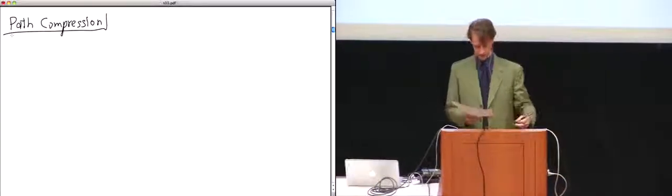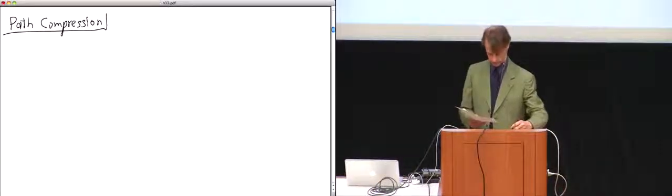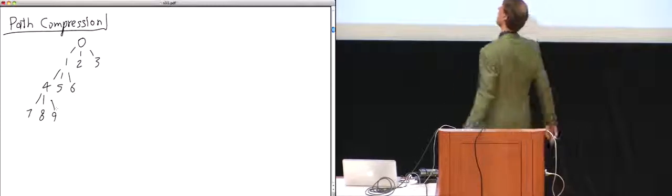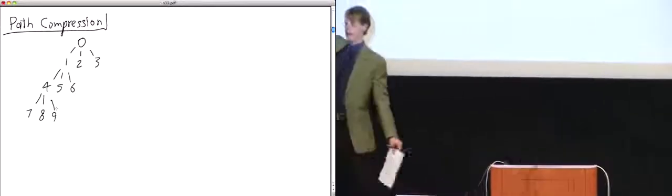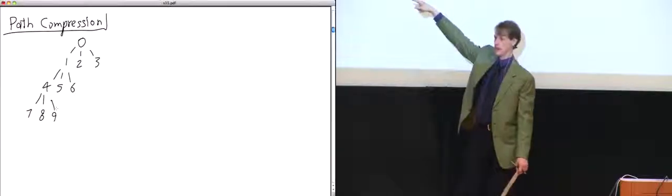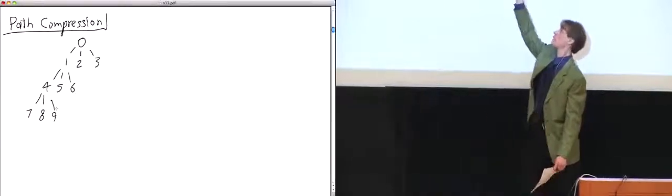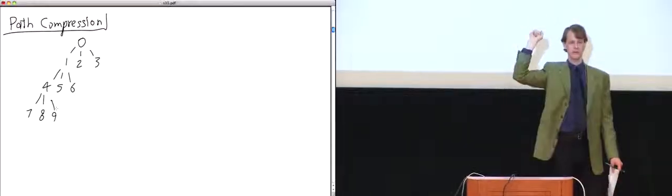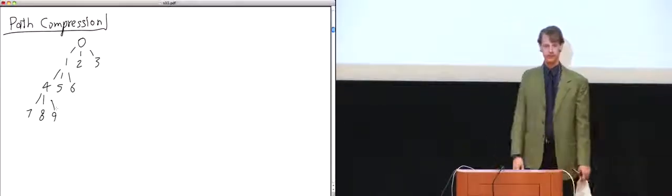But here's the thing. Let's suppose your tree looks something like this. If I call find 7, what happens? Well, I start at the 7, I walk up to the 4, I walk up to the 1, I walk up to the 0. 0 is the root, and I return the answer.